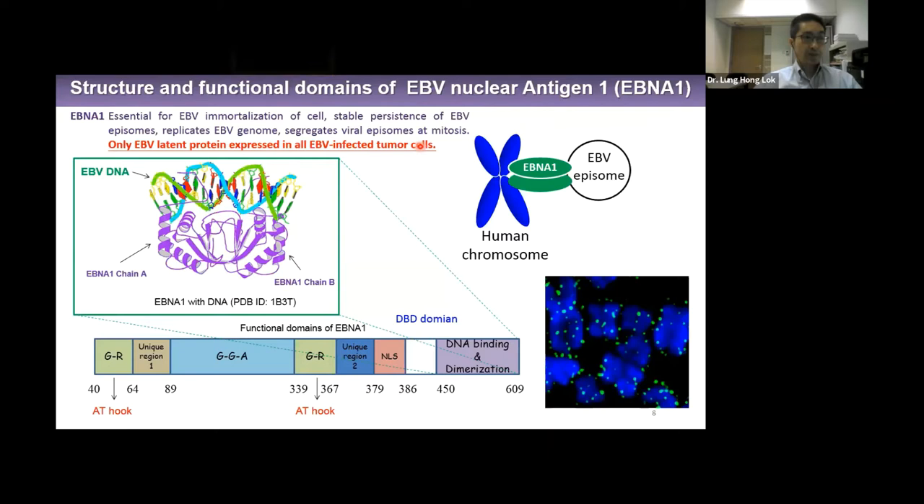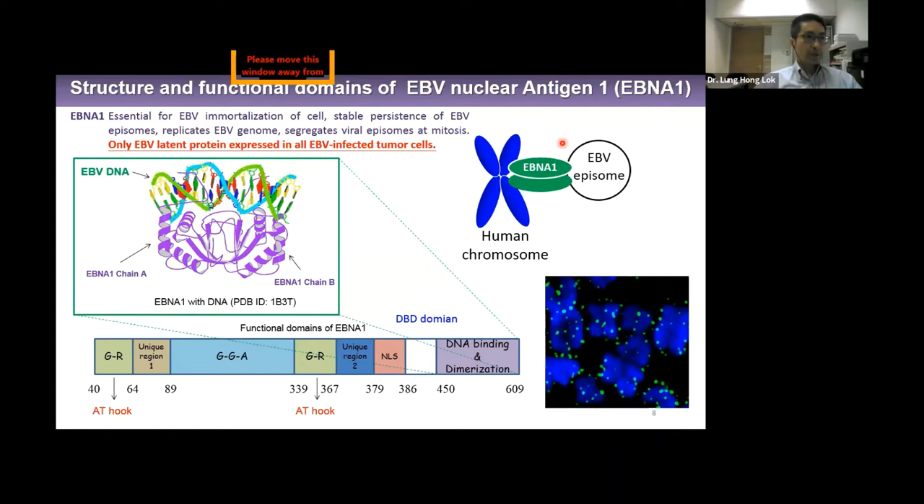The reason is, you look at this diagram, okay? The function of the EBV protein is indicated by this green color protein. Its function is to attach the EBV genome, which is circular DNA, to the human chromosome, okay? So it can function to stably maintain the EBV genome in the whole cell. So this is the reason why EBNA1 has to be present in all EBV infected cells, because of its function.